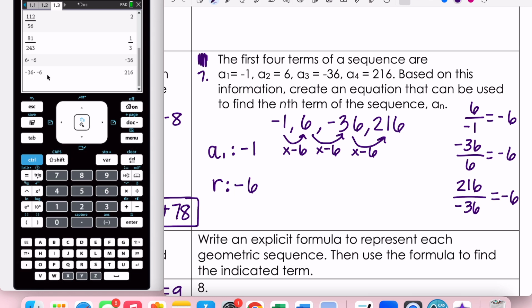So now I want to plug this into the formula. I have a sub n equals a sub 1, which is -1, times my common ratio, which is -6, raised to the power of n minus 1.